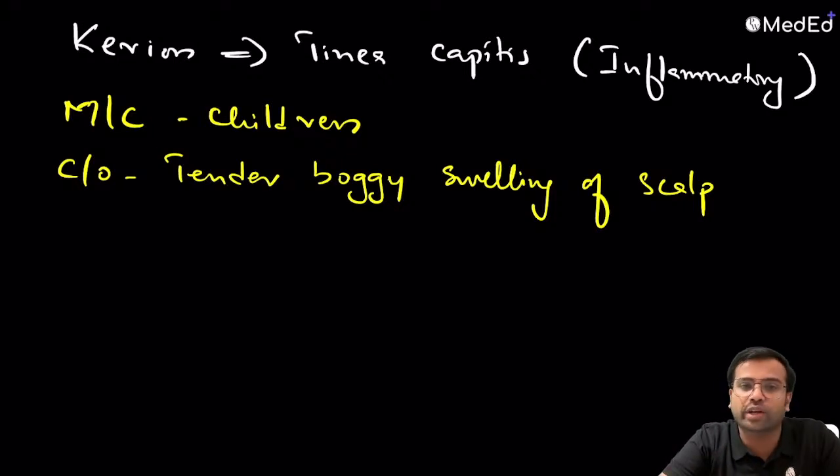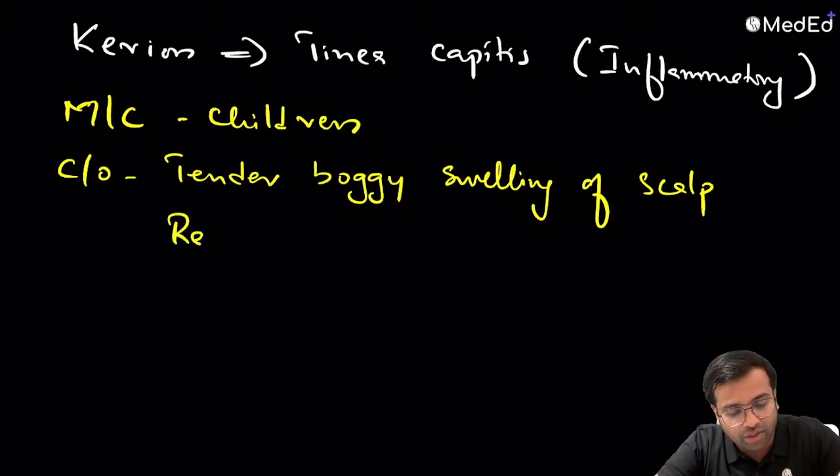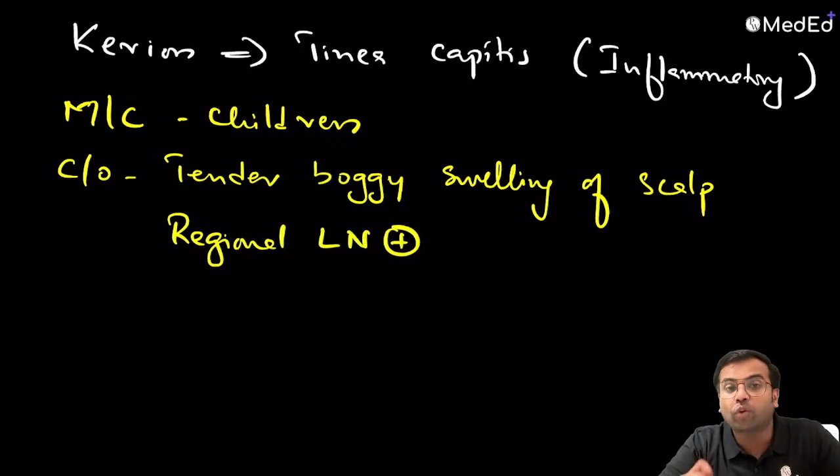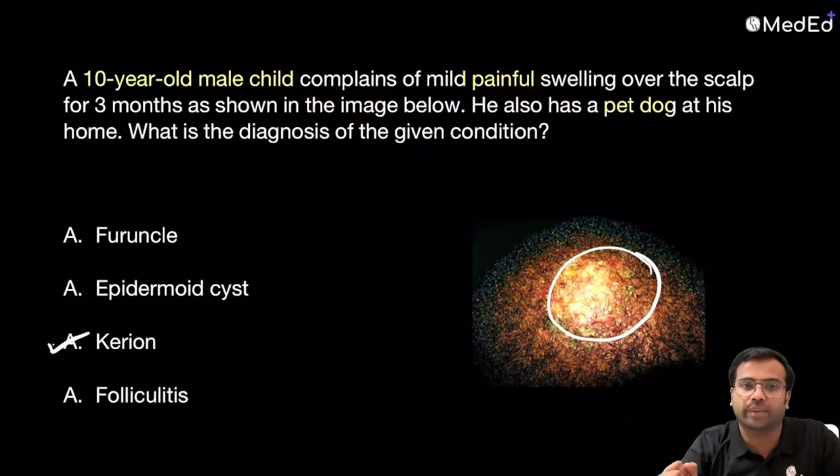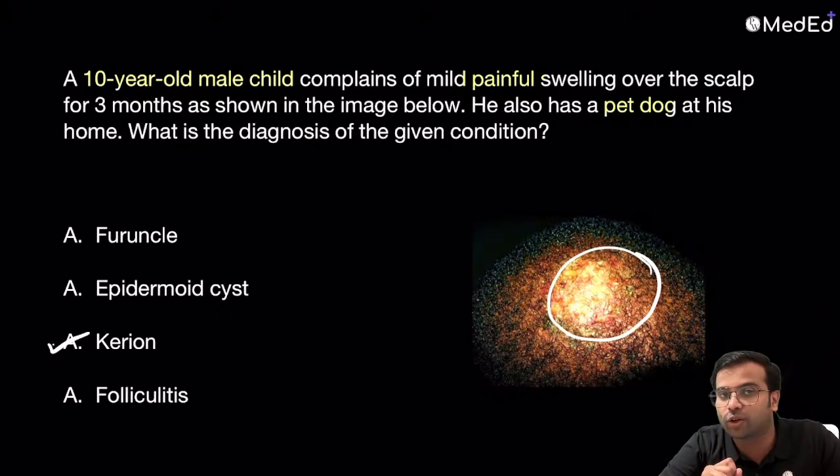Along with this tender boggy swelling, what other features can you get? Can you expect that there would be some regional lymphadenopathy? Of course, yes. So there can be associated regional lymphadenopathy. And most importantly, I showed you the image that the patient has gone into a patchy kind of alopecia. Can you see this image? So in this image, you can see that there is a patchy alopecia.